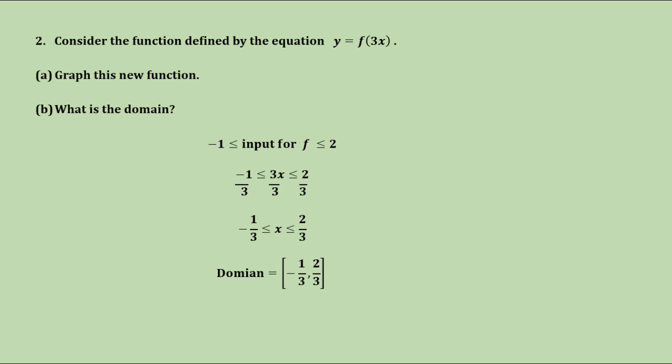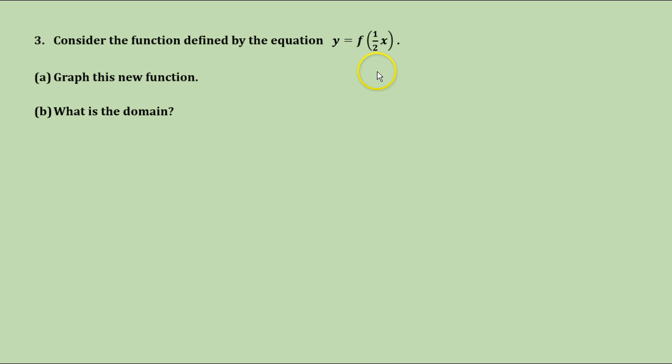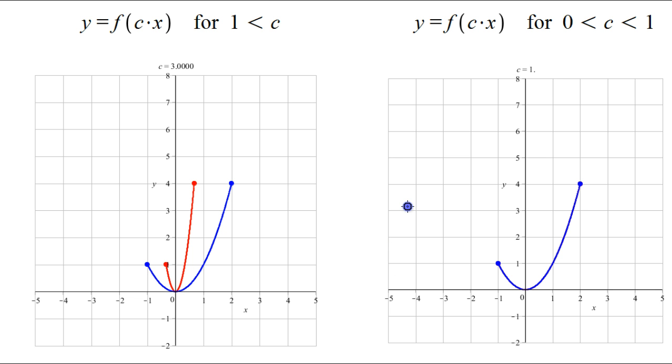Our new domain's negative 1/3 to 2/3. Again, what happened to the endpoints was we divided them by 3 or multiplied them by 1/3 to come up with the new domain. What about when we multiply by a number less than 1, like 1/2? What happens to the graph?